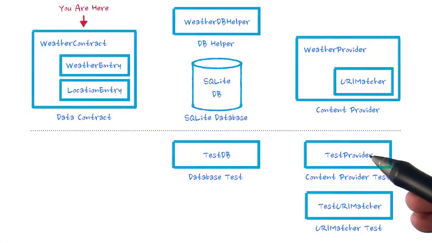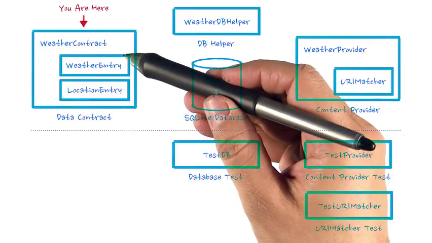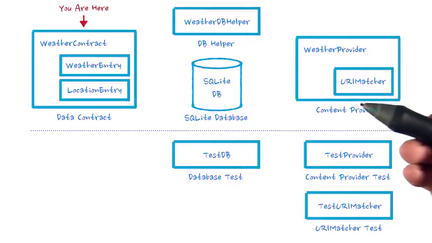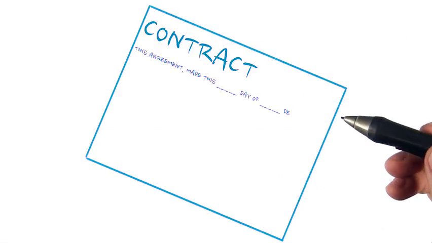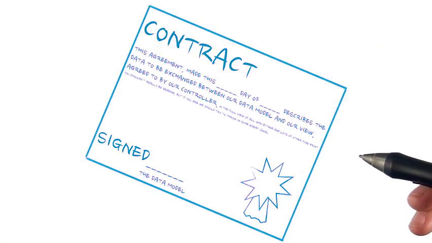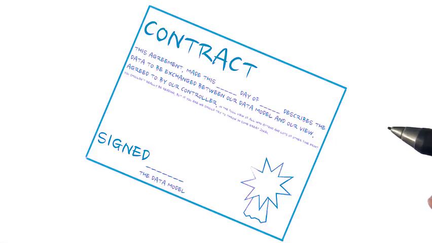We will begin building our database for Sunshine by defining our weather contract. You might ask, what is a contract? A contract is an agreement between the data model, storage, and views, presentation, describing how information is accessed.